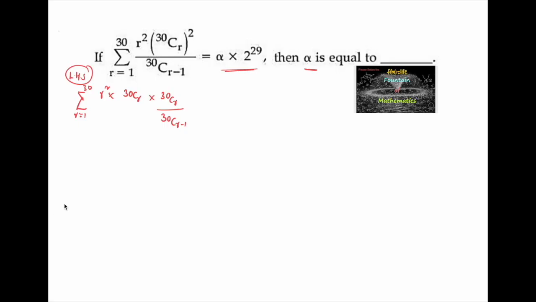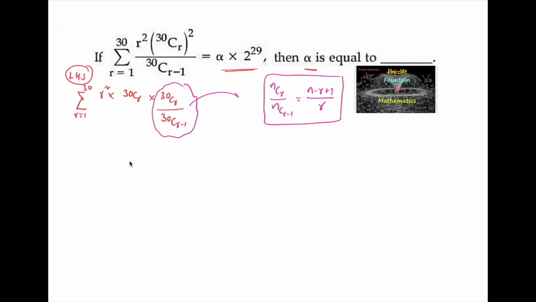So we know that nCr by nCr minus 1 is equal to n minus r plus 1 divided by r. So this is one property, so let us apply here. So we can write summation r square into 30 cr into 30 minus r plus 1, that is 31 minus r, divided by r.